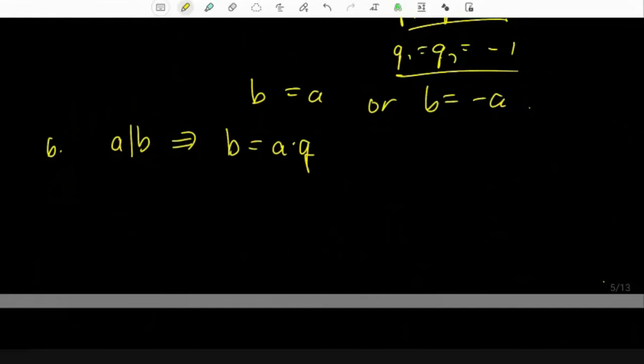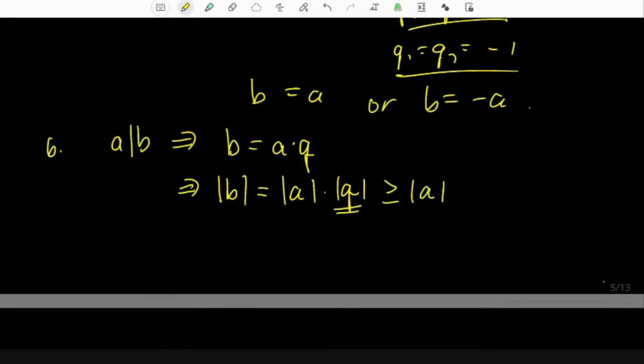So, kunin natin yung absolute value, kasi may absolute value involved. So, absolute value ng A times absolute value ng Q. Tama? Okay. So, dahil yung absolute value ay positive naman, so, ito positive. So, this is greater than or equal to absolute value of A. Yan.